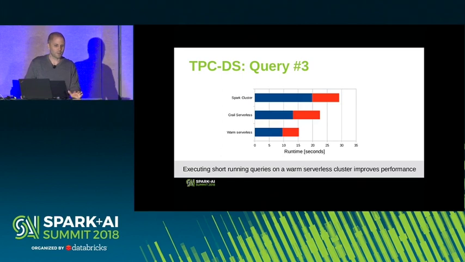And this is the final experiment I want to show. This is also a TPC-DS query, but this is a very short query. The query runs just for a few seconds. But if you deploy that query on a Spark cluster, most of the time is actually spent ramping up the executors. Right? So you see the blue part is actually ramping up Spark, and the red part is just the query execution. So most of the time is spent on actually bringing up the cluster.